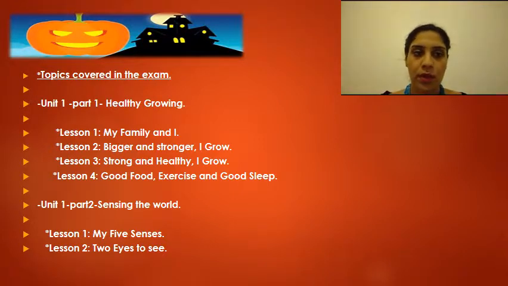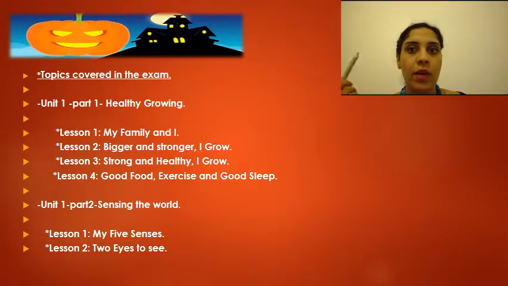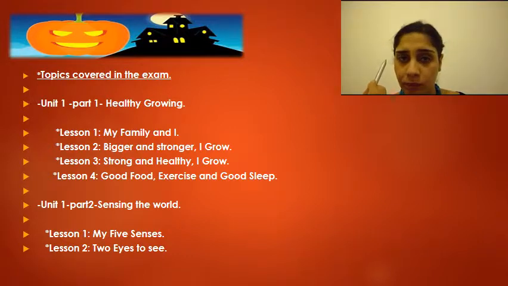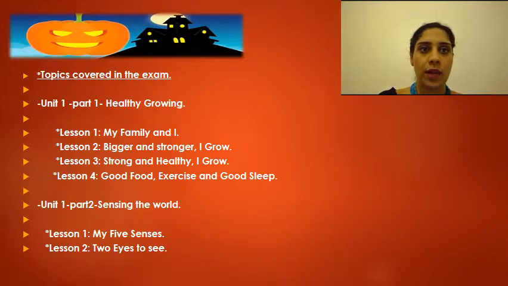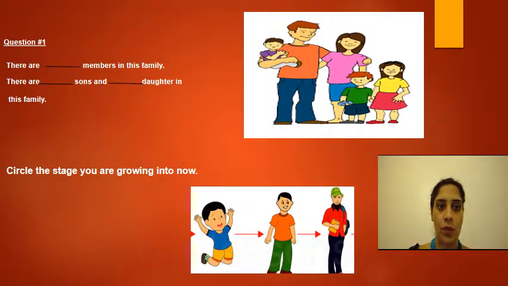Part 2 is Sensing the World. We've learned about senses, which was included in the first lesson, which includes all the 5 senses: the sense of hearing, sight, tasting, smelling, touching, and so on. Now let's move directly to the exam review sheet 1.